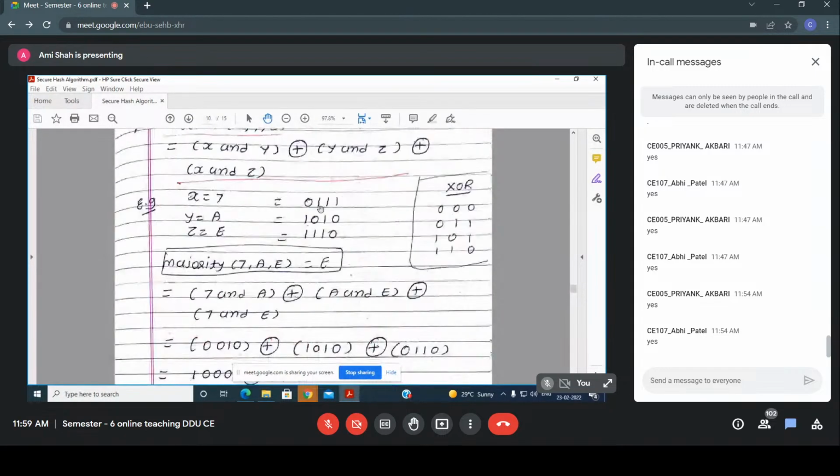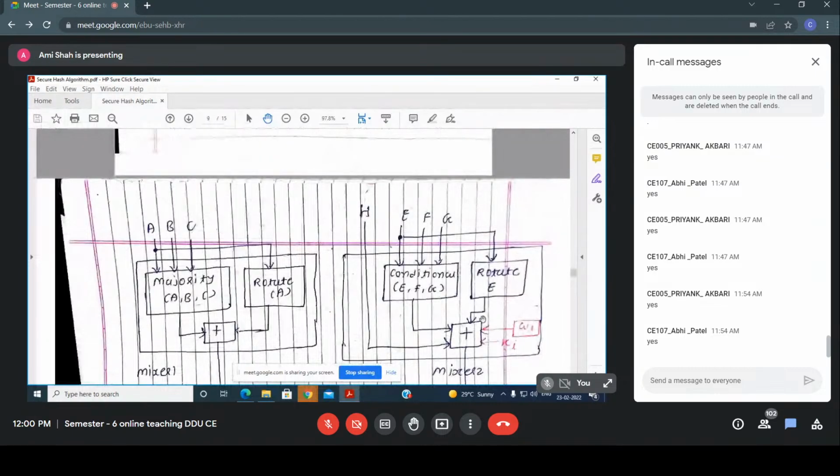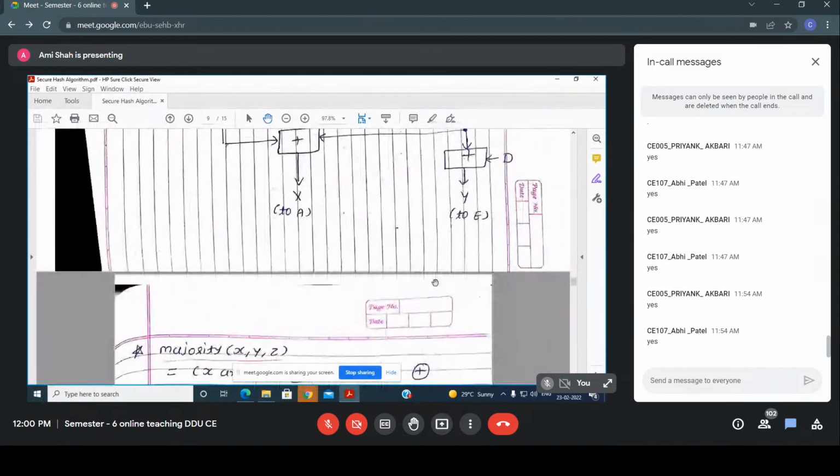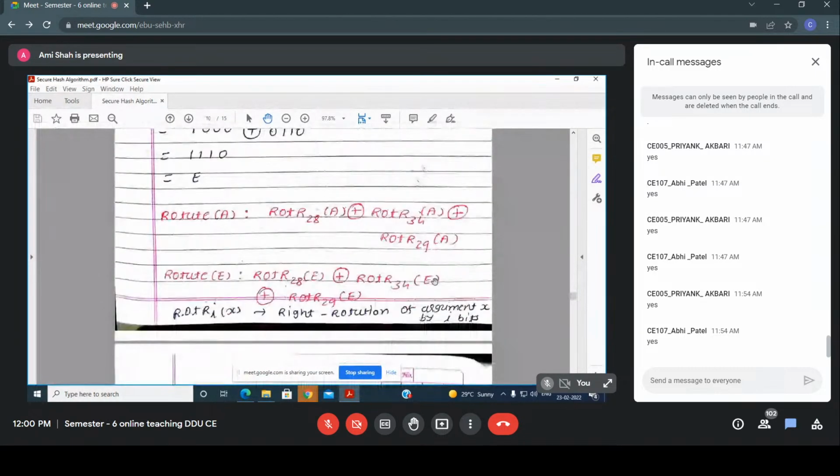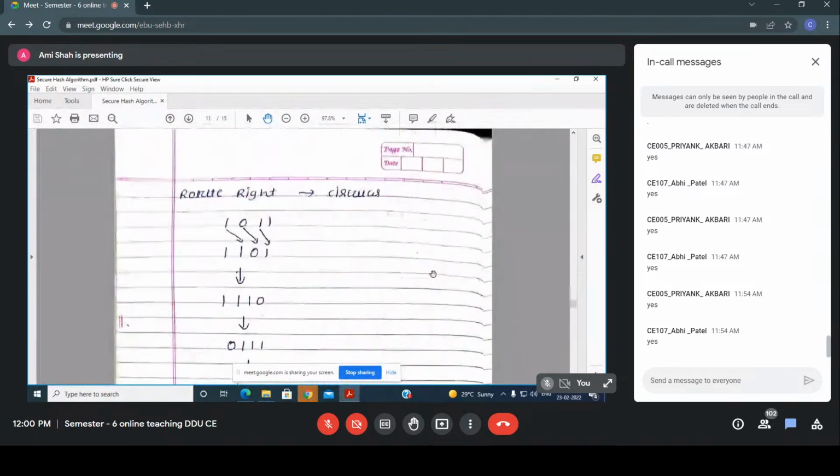Now again in this table, the conditional operator. What I have explained for the conditional operator, see here.